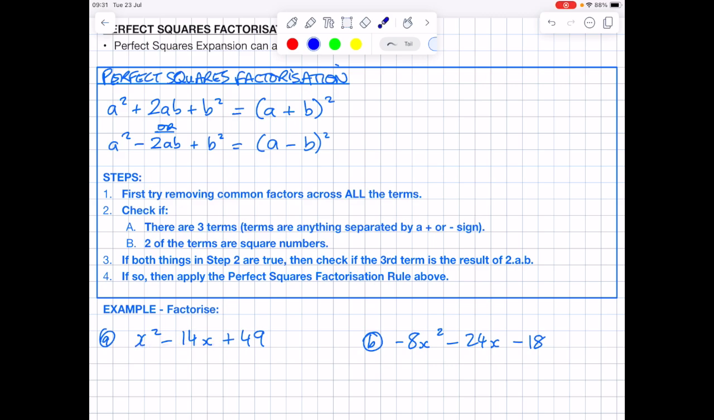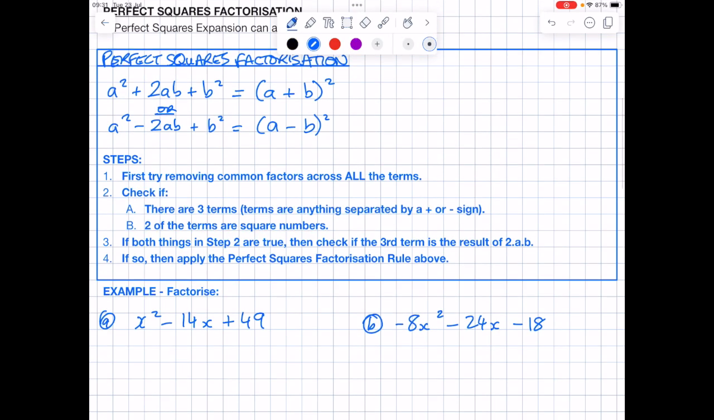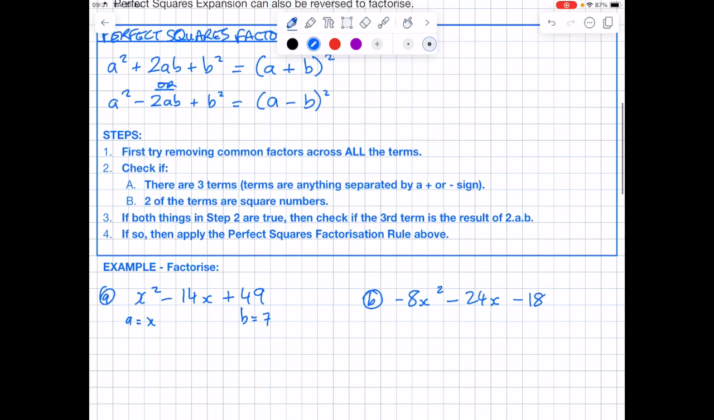So we're up to step 2. Check there's 3 terms, 1, 2, 3. Check that 2 of the terms are square numbers. X squared is a square number because I've times x by itself to get it. And 49 is a square number because I times 7 by itself. So in our working out, we can write that A is x, because x is the number I times by itself to get x squared, and B I can write is 7, because 7 times 7 is 49.